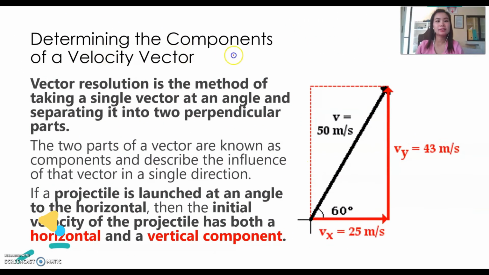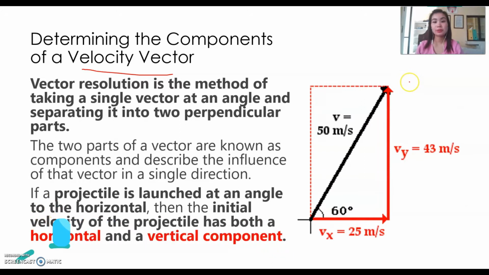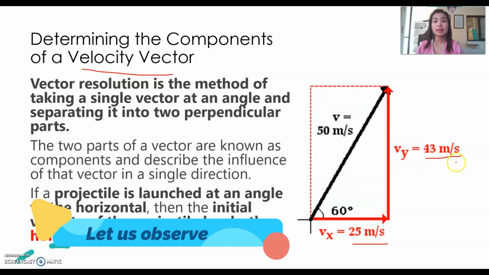Determining the components of a velocity vector. Okay, first, try to observe our diagram here. What do you see? Very good. We have 25 meters per second and 43 meters per second. It means there are two kinds of vectors or velocities involved here.